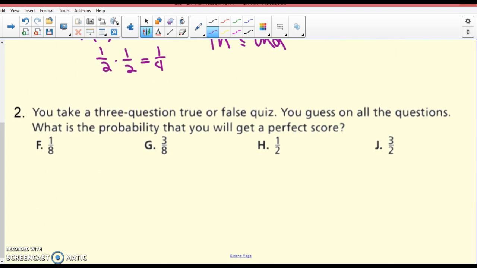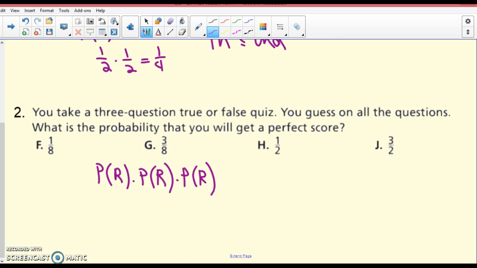All right. You take a 3-question true or false quiz. You guess on all the questions because I guess you didn't study. What is the probability that you will get a perfect score? Now you got to think about that. 3-question true false quiz. So probability of it being right times probability of it being right times probability of it being right.